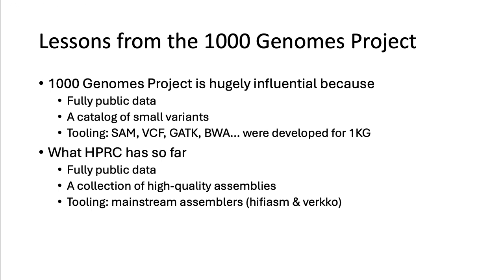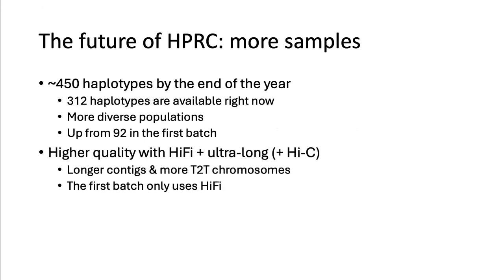And so what HPRC has so far is high-quality genomes. These are definitely solid data. For tooling, we have mainstream assemblers, hifiasm and Verkko. These are 2 of the most used assemblers today. These were developed for the HPRC. But we can do more than that.